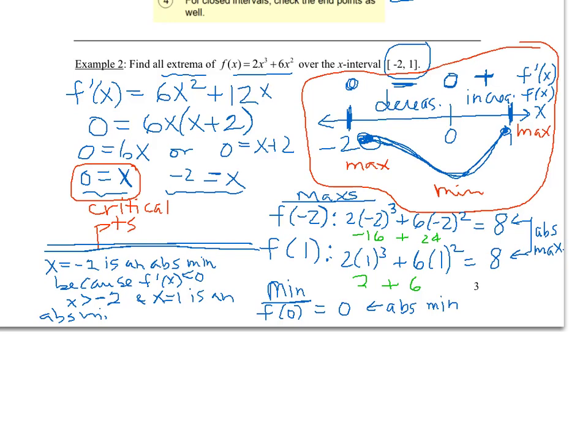Did I say min? I meant max. Oh, fiddlesticks. Go back. Go back. I know you guys are going to be cranky with me on that one. I meant to write max. Both of these are absolute maxes.